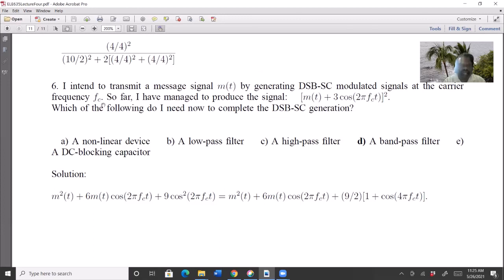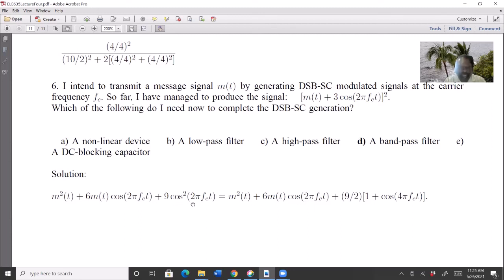Okay, and the final question: I want to transmit the message signal m(t) by generating a DSB-SC modulated signal at the carrier frequency fc. So far I have managed to produce the signal this squared. Which of the following do I need to complete the DSB-SC generation? So I want DSB-SC, which is basically the product of this. But what I generated is this plus this squared. So to answer this question, I expanded this. I get m squared plus 2ab, which is 6m(t), this plus this squared. So that is m squared.